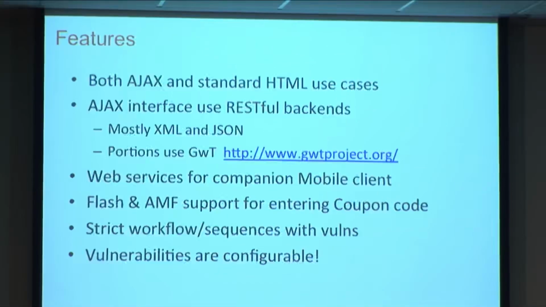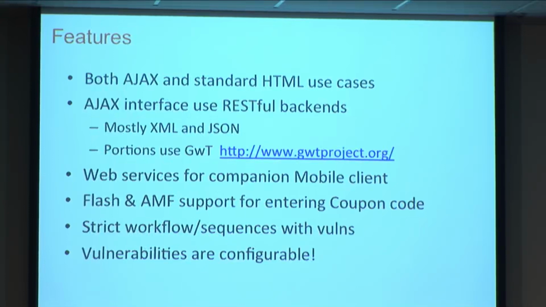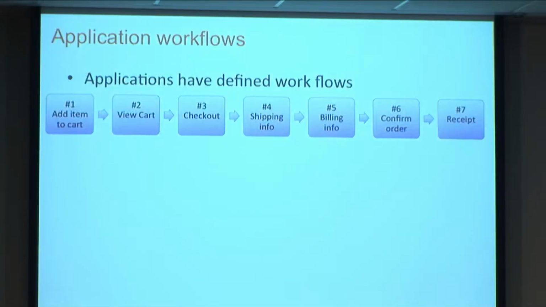So let's go back to the strict workflows for a second, because this is another interesting feature that we don't really see with most of the other tools, but that we see in real life that pen testers worry about and deal with, and automated tools also need to deal with. And that is these application workflows. I'll use the shopping cart example, which is what we have on Hackazon. There is often a process you go through to complete a transaction. In this case, you add an item to the cart, you view your cart, you hit checkout, you give your shipping info, your billing info, you confirm your order, and you get a receipt. Pretty standard, right?